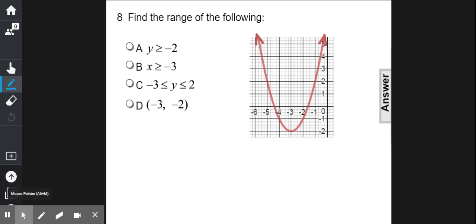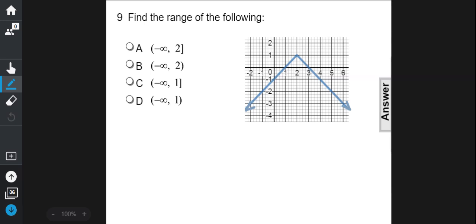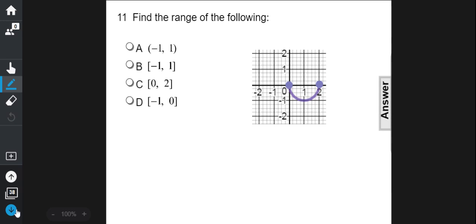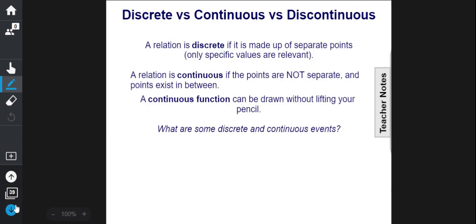Now what I want you to do is go ahead and complete some practice questions. You're going to go through the different questions and determine the range for each one. I'm just going to flip through them. There are a few more questions here before we get to our next section.